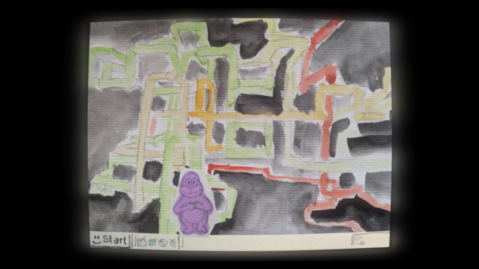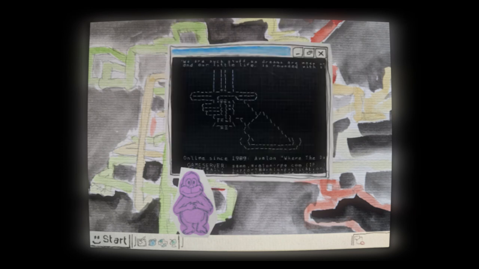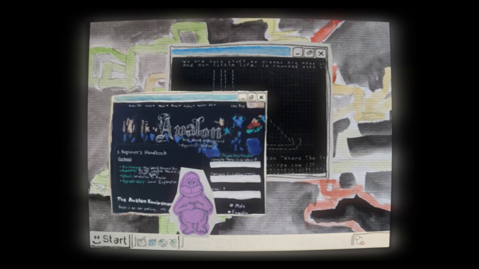In 1989, Avalon: The Legend Lives became the first MUD to do away with the hourly resets that had been a feature of early MUDs, making it the first persistent online game world. Avalon's still running today, making it the longest continually running online role-playing game in history.